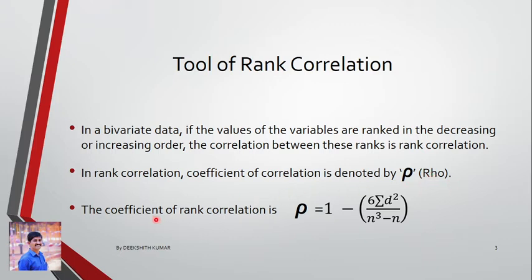Therefore, the coefficient of rank correlation, rho, is equal to 1 minus 6 sigma d square divided by n cube minus n. This is the formula which is used for computation of rank correlation. When we have to compute rank correlation, we use this formula, that is, rho is equal to 1 minus 6 sigma d square divided by n cube minus n.